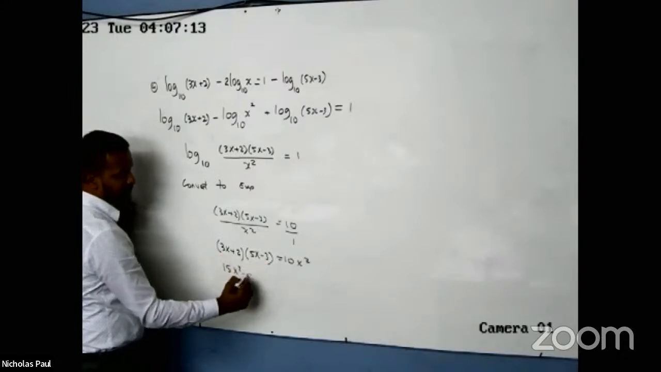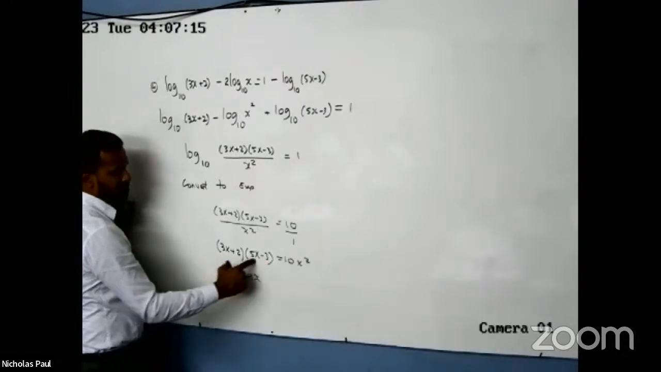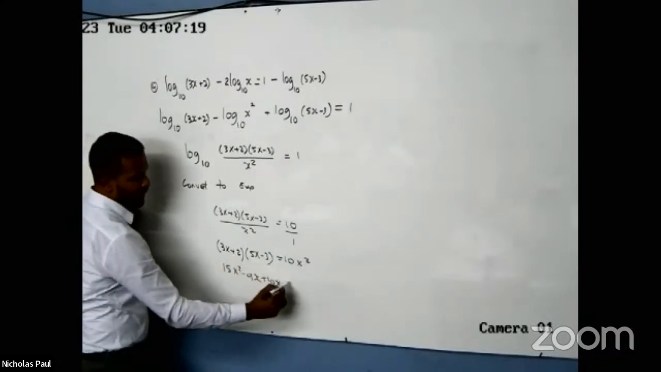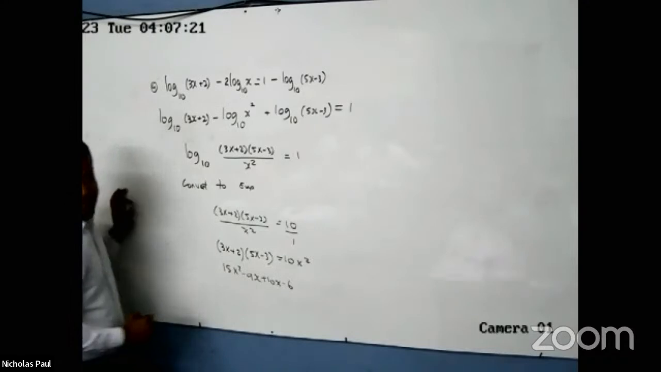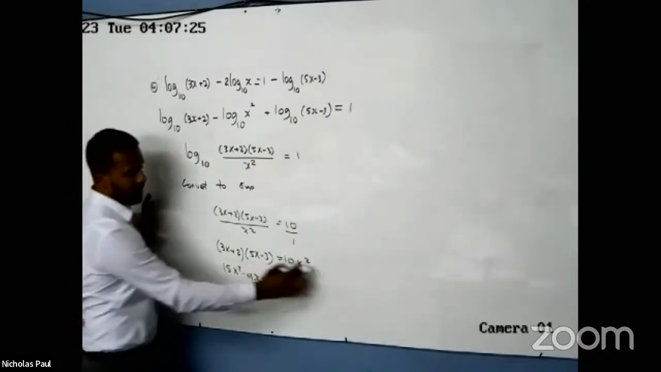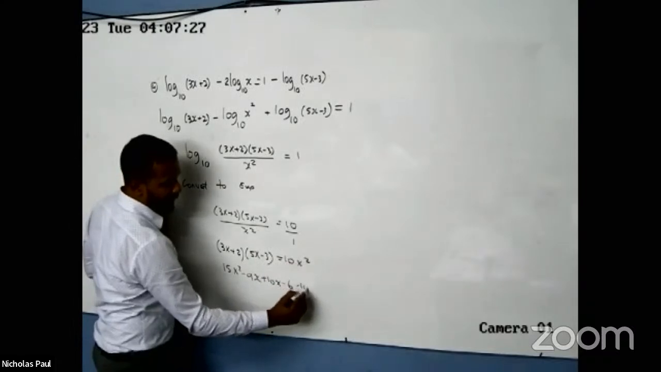15x by this is minus 9x. 2 by 5x is 10x. 2 by minus 3 is minus 6. And remember, we had to bring all the like terms together. So I'm taking the 10x squared and I'm bringing it across.